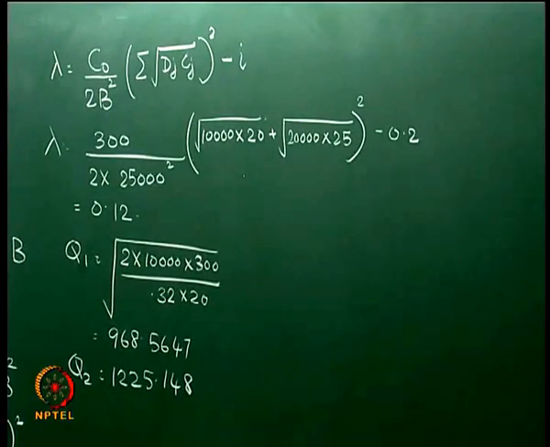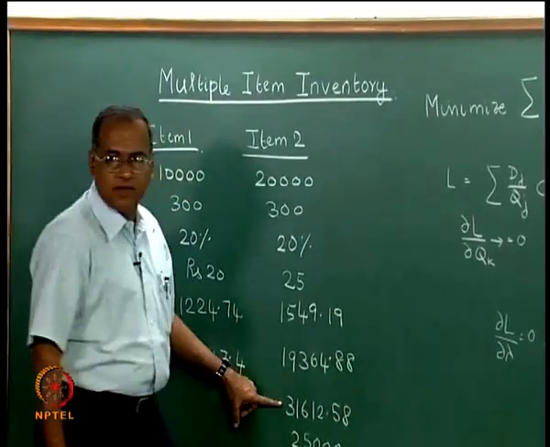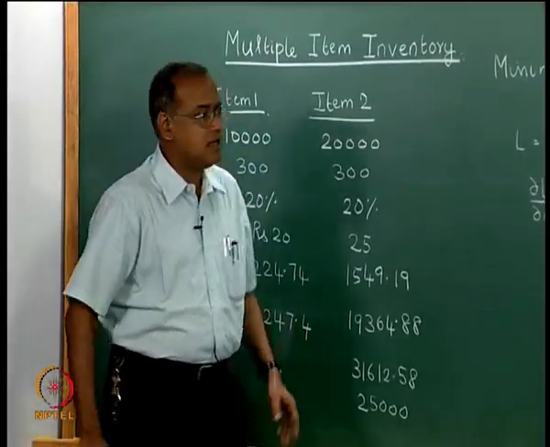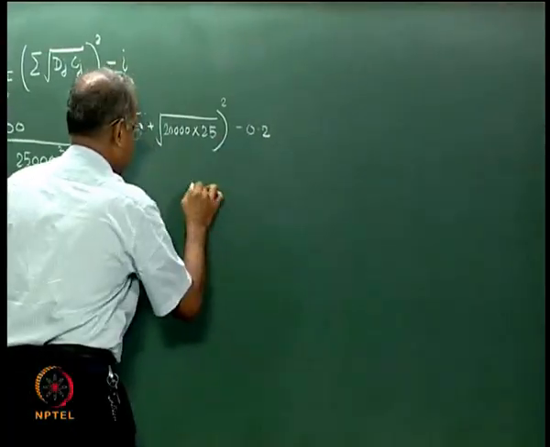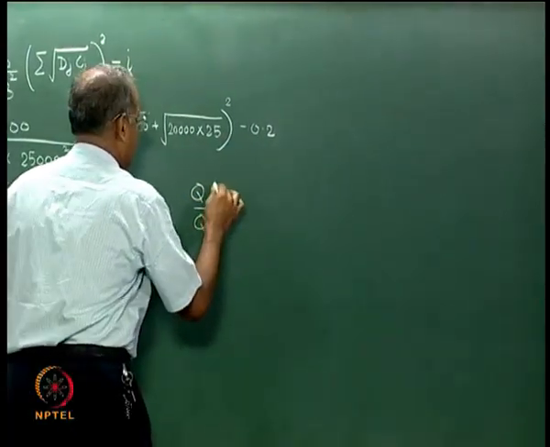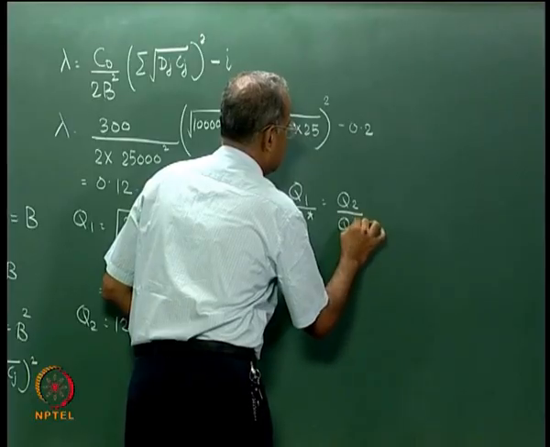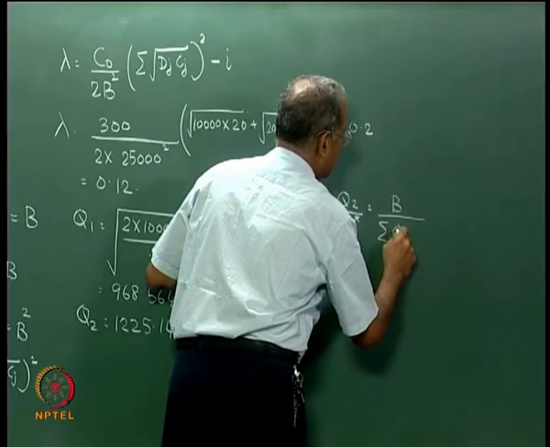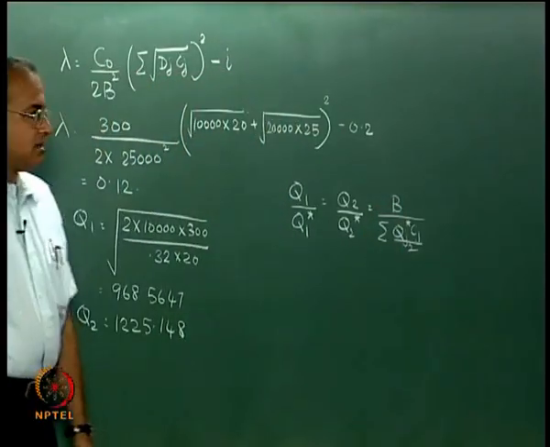There is also an interesting rule very similar to what we did last time. Now, if we want to bring a total of 31,612.58 to 25,000, it is enough to proportionately adjust the order quantities. So, we can also prove that Q1 by Q1 star is equal to Q2 by Q2 star is equal to B by sigma Qj star Cj by 2.